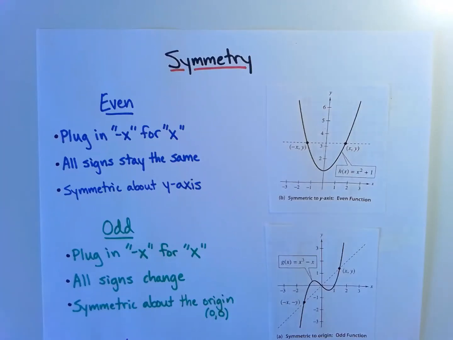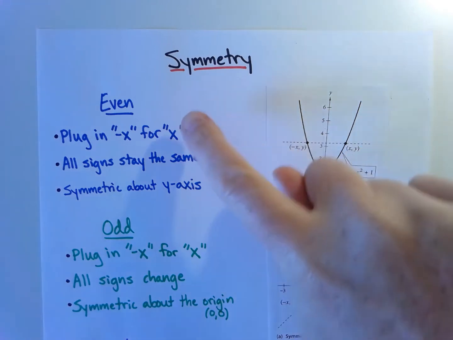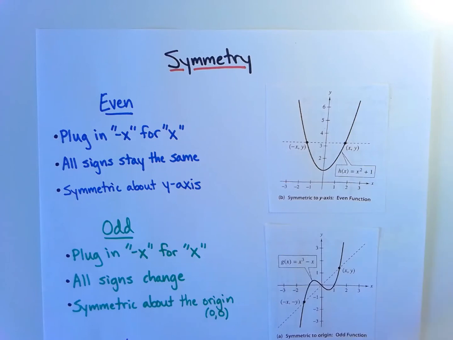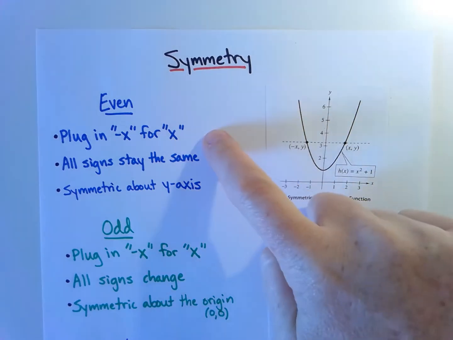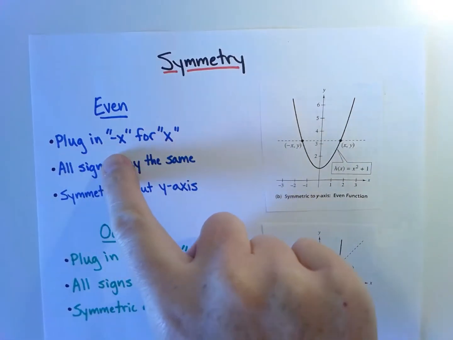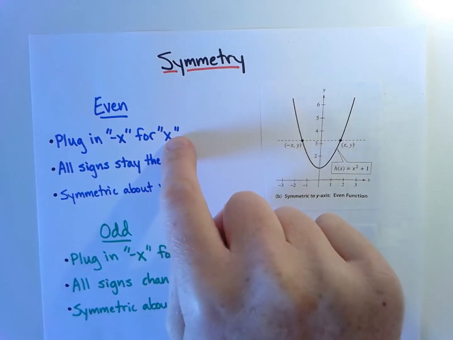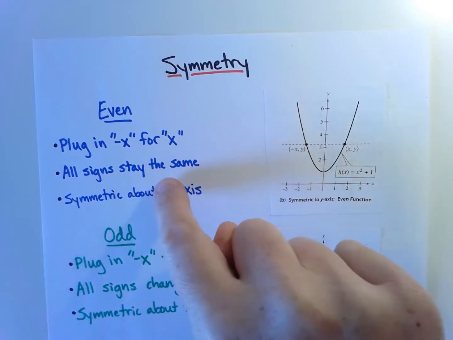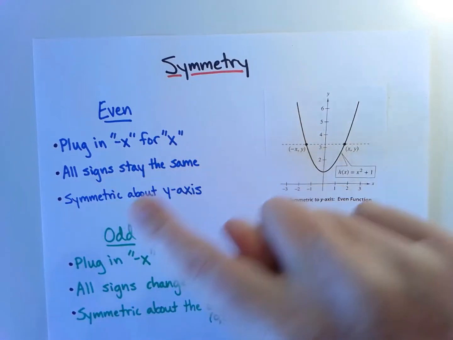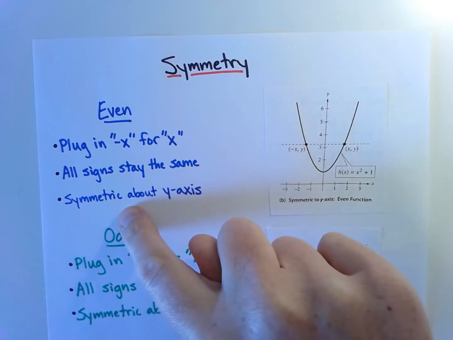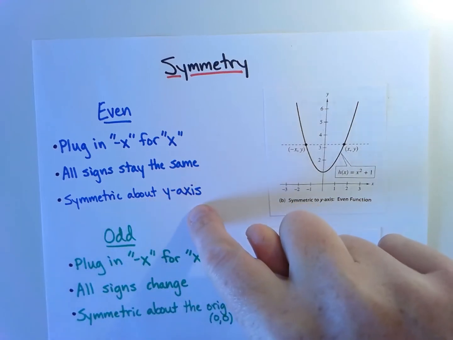So we're on analyzing parts of graphs, part 3, and now we're talking about symmetry. A function can either be even, odd, or neither. So for a function to be even, we plug in negative x for x. We check to see if all the signs stay the same. That makes it even. And then it would be symmetric about the y-axis, is what we could say.